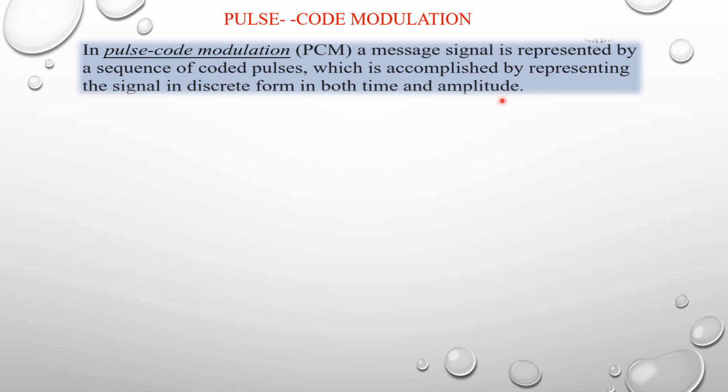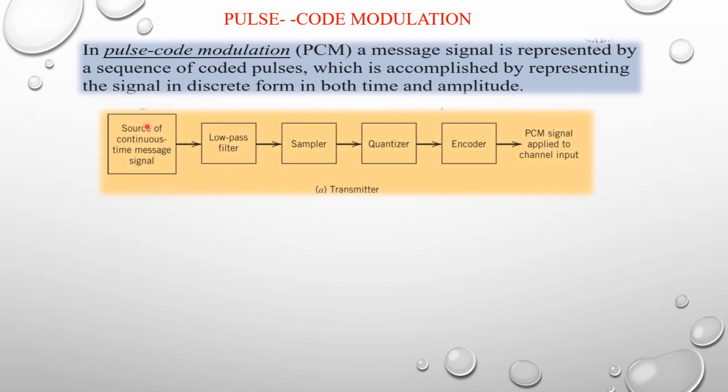Pulse code modulation consists of a transmitter, communication path, and receiver. The transmitter consists of the information source. The information source is applied to a low pass filter, the output of the low pass filter is connected to a sampler, the sampler output is applied to a quantizer, and the quantizer output is applied to an encoder. So at the encoder we obtain the pulse code modulated signal.